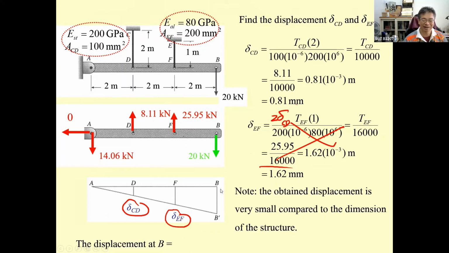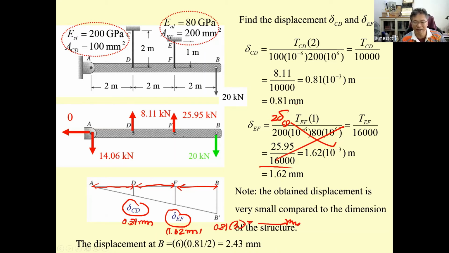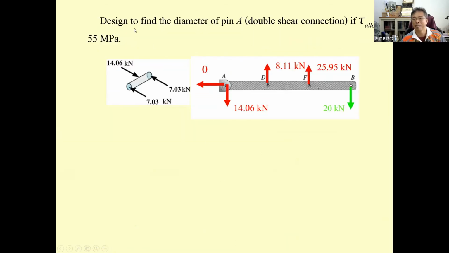Okay, and then you may find at the B by this one. You got to do the similar triangle. This is 2 meters. This is 2 meters, and this is 2 meter. This is going to be 0.81 millimeter. This one 1.62 millimeter. For this one is going to be 0.81 times 3. That is going to be millimeter. Similar to angle, 2.43 by doing this.